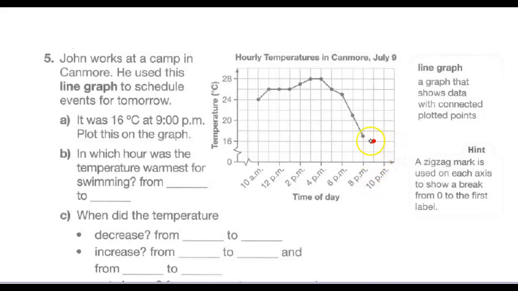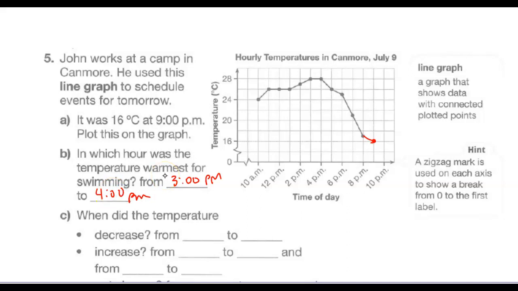So basically it's dropping, right? In which hour was the temperature warmest for swimming? So basically, you'd want the warmest weather. So that would be between 3 and 4. 3 p.m. to 4 p.m.